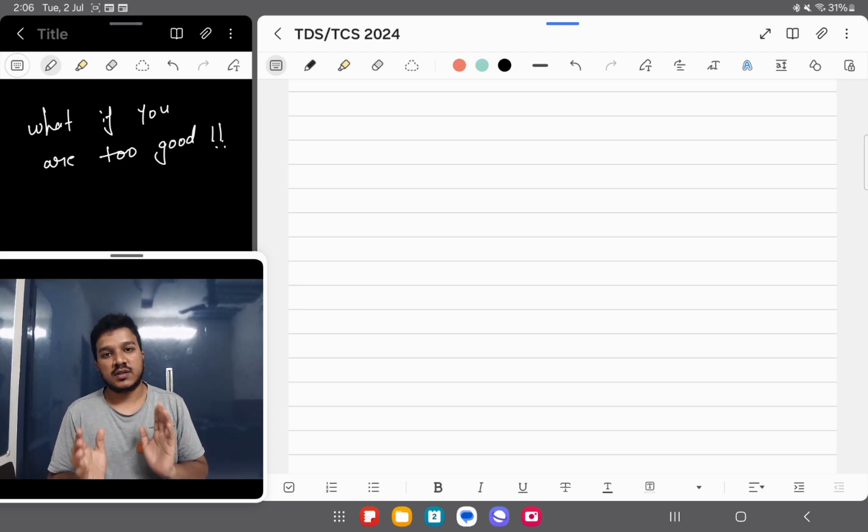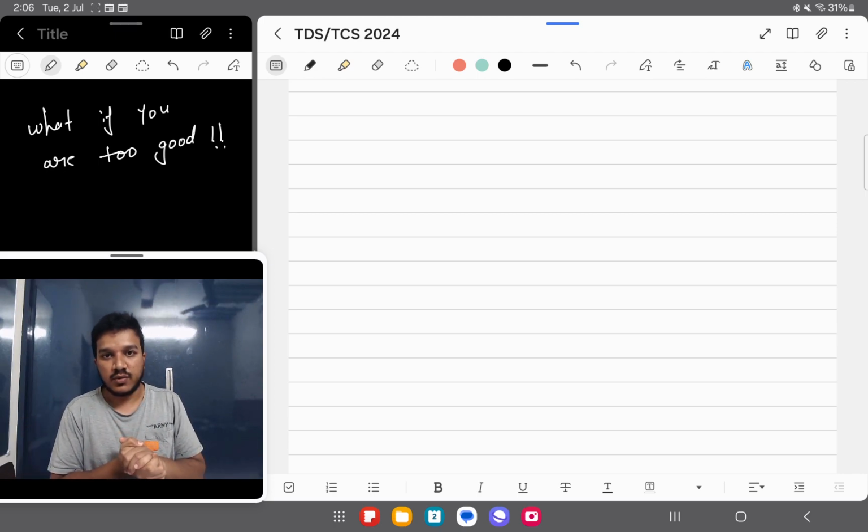Both the sections talk about purchasing goods in excess of 50 lakhs, and 206C talks about selling the goods. It is about buying and selling of goods, but from different perspectives. 194Q is from the buyer's perspective and 206C(1H) is from the seller's perspective.